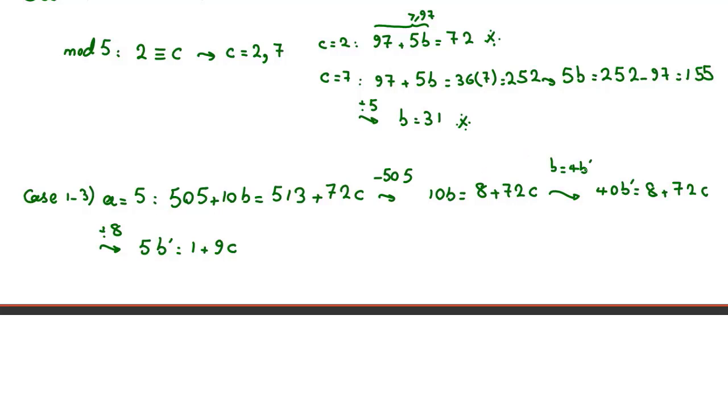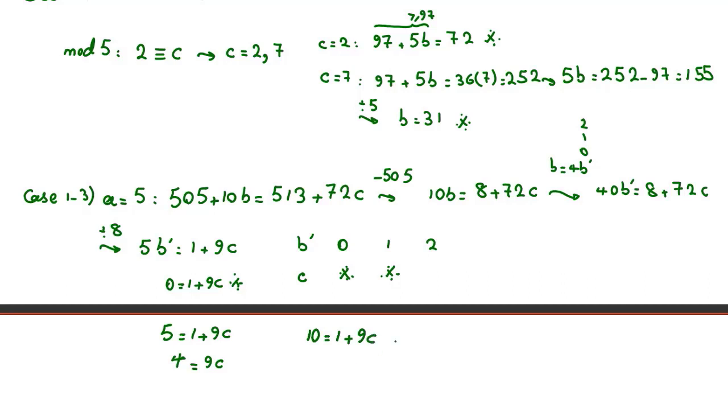Now, because b is 4b prime, b prime can only be 0, 1, 2, because if b prime were, for example, 3, then it will be 12. So let's check these 3 cases: b prime 0, 1, 2. If b prime is 0, then 0 equal to 1 plus 9c, contradiction. If b prime is 1, then 5 equal to 1 plus 9c. So 9c, if you subtract 1, is 4. It's not possible, again contradiction. b prime equal to 2, 10 equal to 1 plus 9c, so c equal to 1. So we conclude this case.